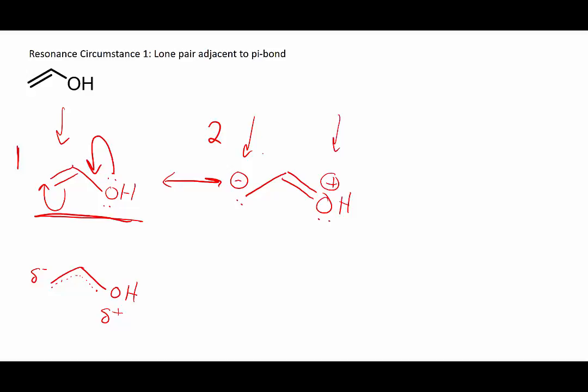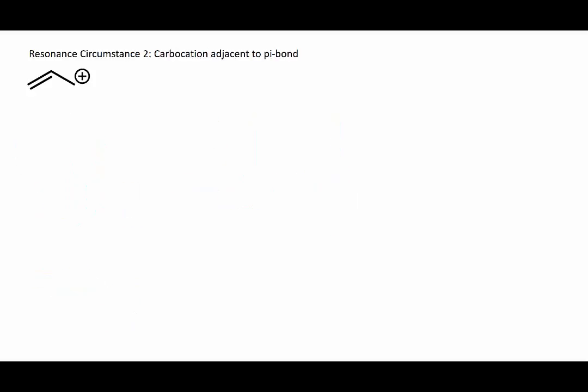Another idea is we're trying to put negative charges on the more electronegative elements. In this case, we've got a negative charge on carbon. That's not good. Carbon's relatively electropositive, and we have a positive charge on oxygen, which is an electronegative element. This is not a great example of a resonance form. Second circumstance, if we put a carbocation adjacent to a pi bond.